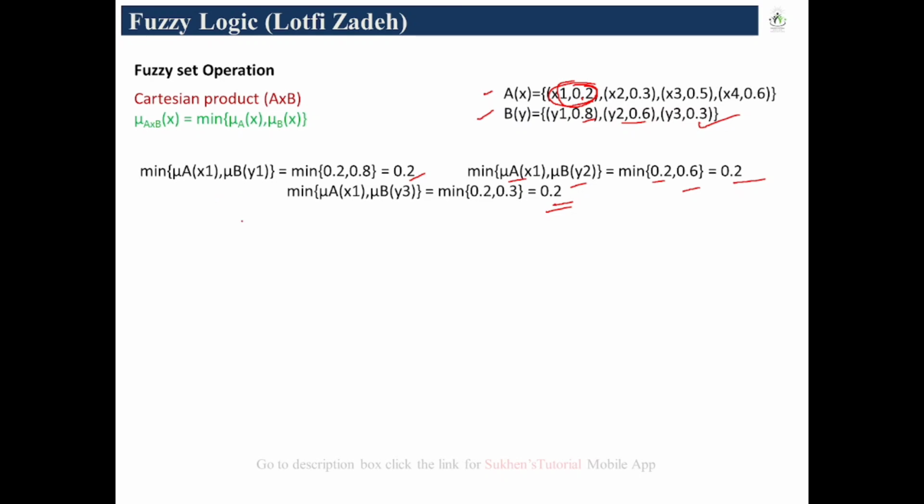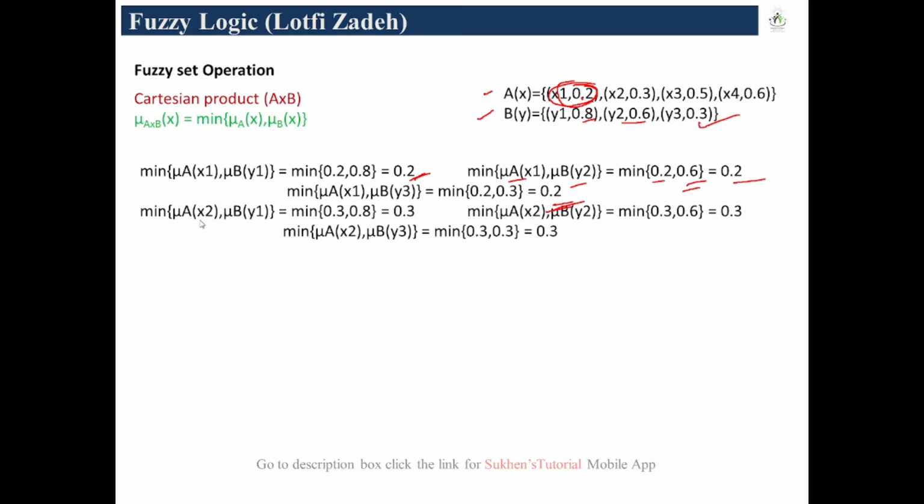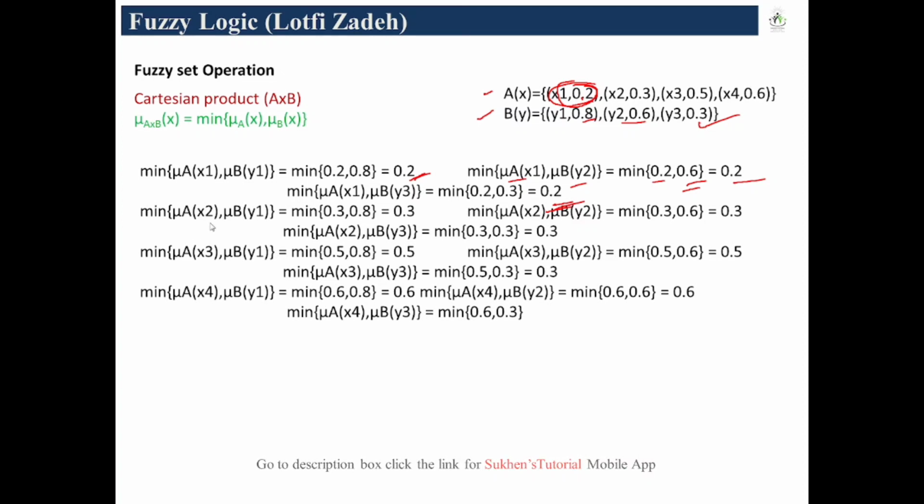In the first row, we get 0.2, 0.2 and 0.2. Then for the second row, the minimum of mu Ax2 and mu Bx1, that means 0.3 and 0.8, the minimum is 0.3. Then 0.3 and 0.6, that means 0.3. Then 0.3 and 0.5, 0.5 and 0.8, that means 0.5, and 0.5 and 0.3, that means 0.3.